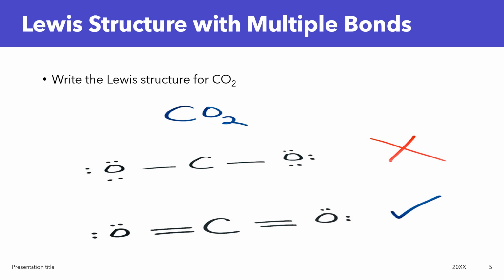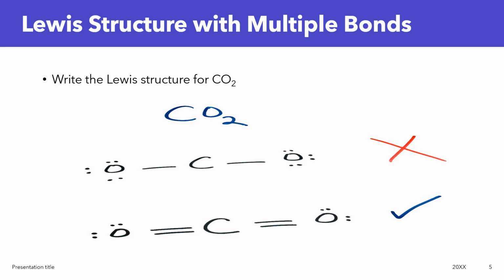So that's 4 plus 6 times 2, 12. So 4 plus 12, that's 16. So we have 16 total valence electrons that we need to place. Okay, so next, if we look at the first answer, let's see why that's wrong. Let's try to bond each of the oxygen with the carbon with a single bond.